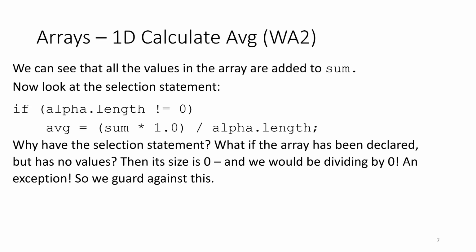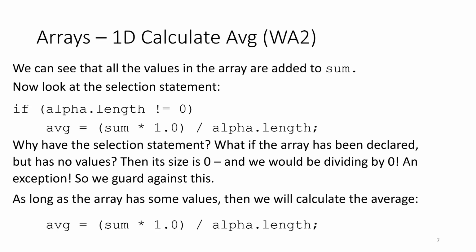Look at the selection statement. Why do we even need it? What if the array has been declared, but it has no values? Then its size would be 0, and we would be dividing by 0. That would give us an exception, so we need to guard against this. As long as the array has some values, then we calculate the average.